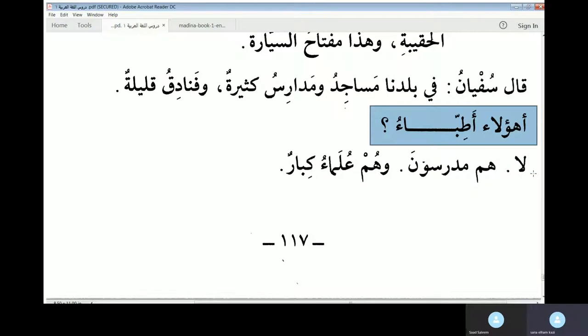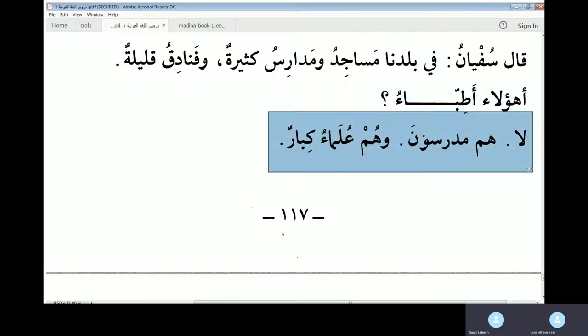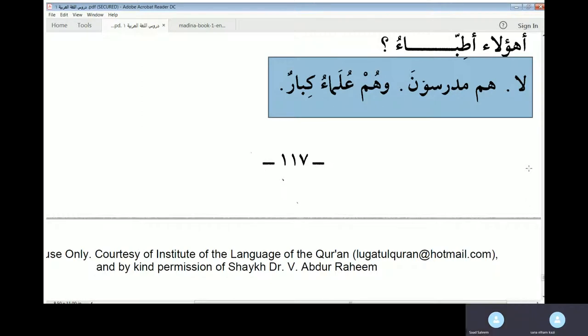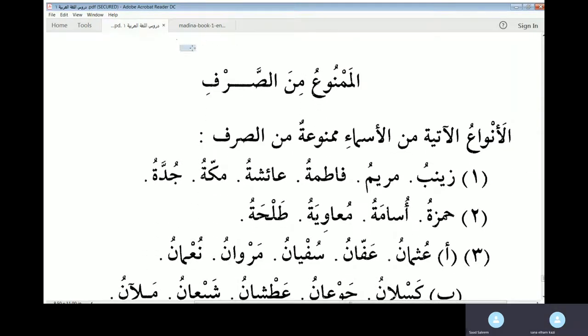Haulai atibau? Are these doctors? La, hum mudarrisuna. No, they are teachers. Wahum ulama'u kibarun. And they are big scholars. Scholars, okay. Mudarrisuna is the male teachers, right? Yes. Next.